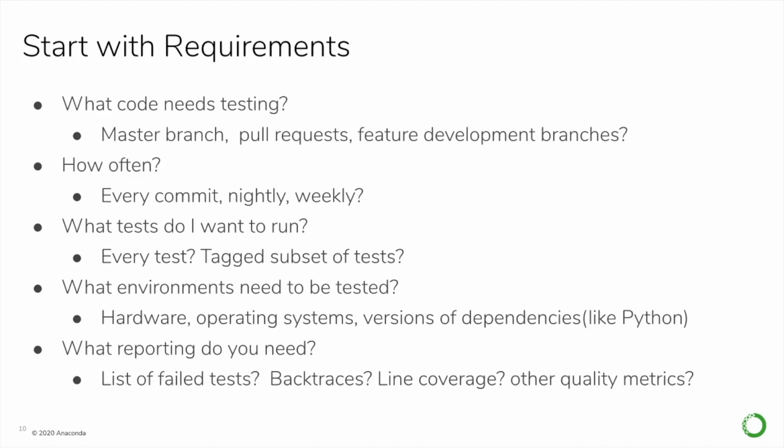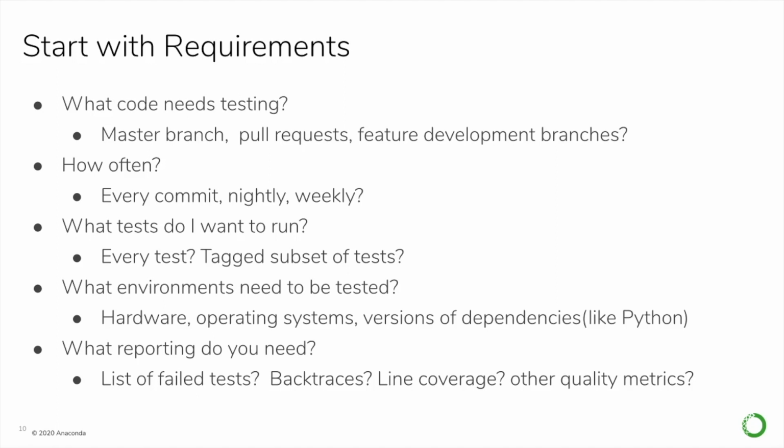Second thing you have to think about is how often do you really need to test? Do you want to test every commit? Do you want to test every night? Do you want to test every week? You might do different tests with different cadences. This is about being realistic about how many contributors do you have? How fast is the code being updated? How many resources do you have to run tests? There are always trade-offs here.